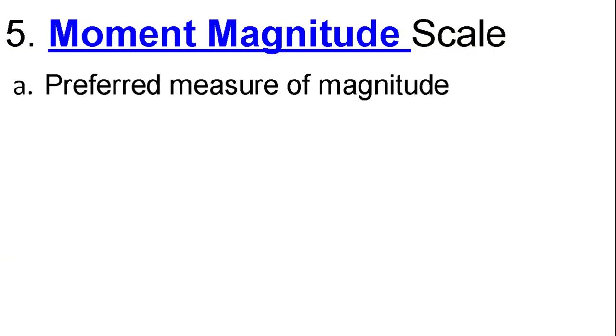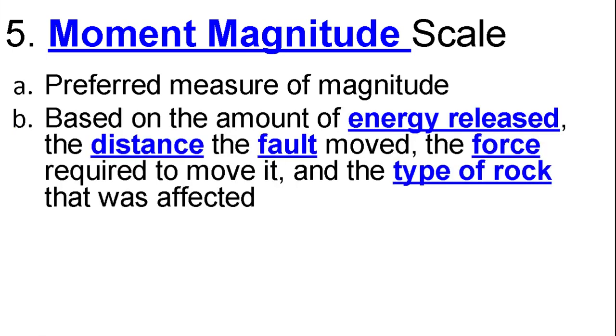The moment magnitude scale is actually the preferred measure of magnitude, because it looks at a lot of different things that the Richter scale didn't. It looks at the amount of energy released. It looks at how much of the fault moved. It looked at how much force would be required to move that. What type of rock was affected?